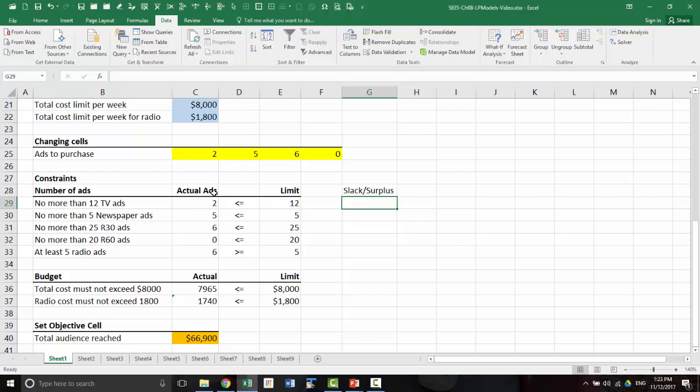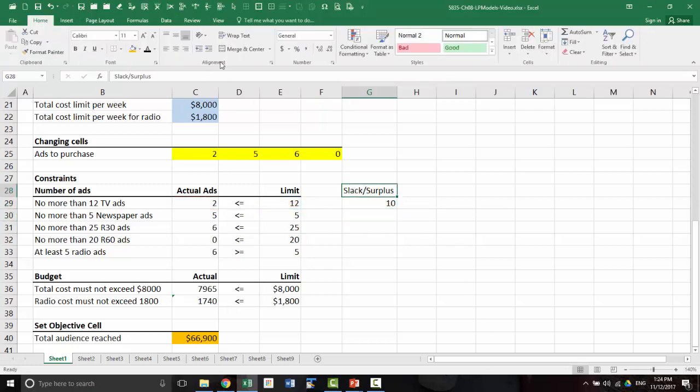the left hand side, because the right hand side will be larger than the left hand side or equal. Whereas in greater than or equal to, you have to go the other way around, because slack or surplus can never be negative. So the easiest way of doing this is to simply do an absolute value of the difference. Okay, the limit minus the actual. So this way it doesn't matter which way you go, you'll get the correct answer. Slack is for less than or equal to constraint, surplus is for greater than or equal to constraint.